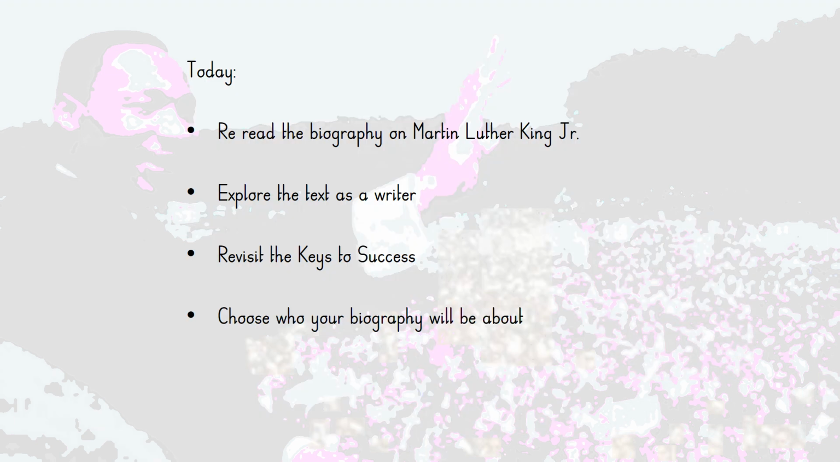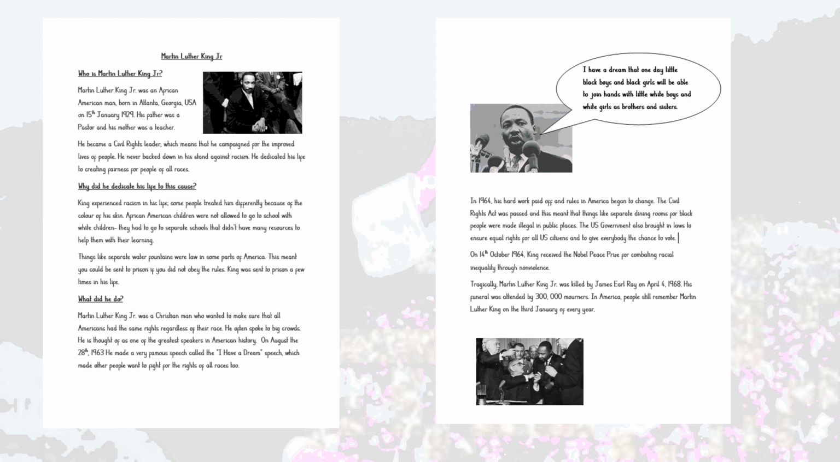Today we're going to be rereading the biography on Martin Luther King Jr. So if you've got that to hand, have it ready in front of you. We're going to be exploring the text as a writer. We're going to be looking again at the keys to success, and I put that we're going to be revisiting the keys to success because the week before last, that's when you generated the keys to success, all those different features of a biography, and you're going to be having a think about who your biography will be about.